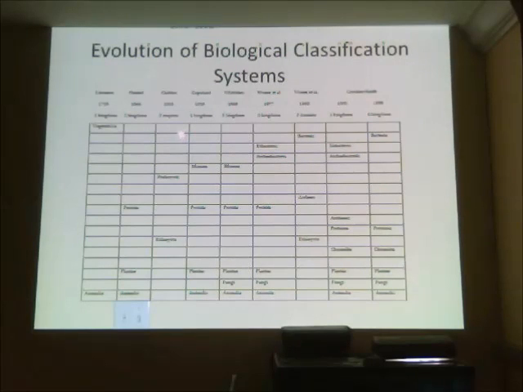Then Copeland in 1930, I guess that's 1938, developed a four-kingdom system, which has Monera, Protista, Plantae, and Animalia. So basically, it's the same three-kingdom system, but a new kingdom called Monera was added to that.